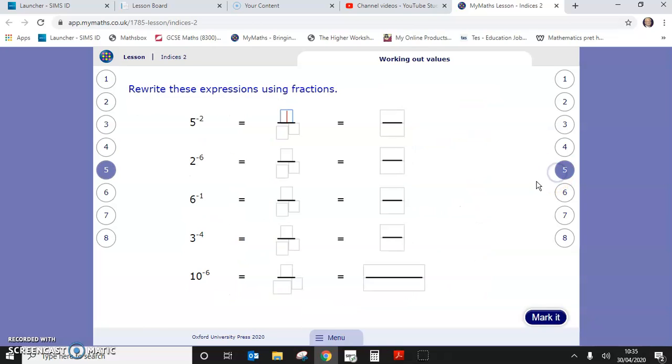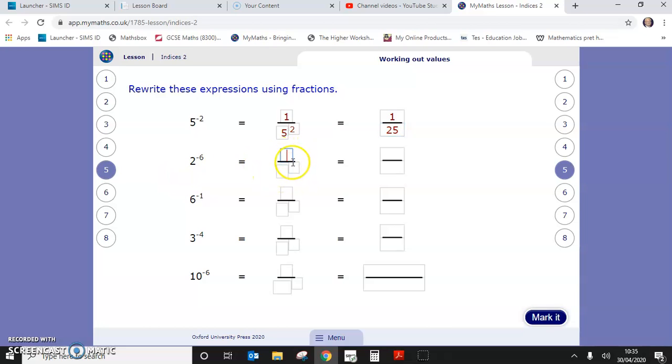And on we go. So rewrite these fractions using fractions. So we're going to put it as a fraction here. Thinking about it, again, it's just a different way of writing it. So 5 to the power of -2 is going to be 1 over 5 to the power of 2. And 5 to the power of 2, we now need to evaluate. What is 5 squared? 1 over 25. Again, if you want to pause it and give it a go, feel free to.